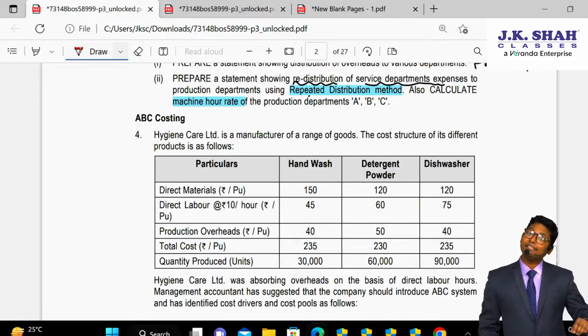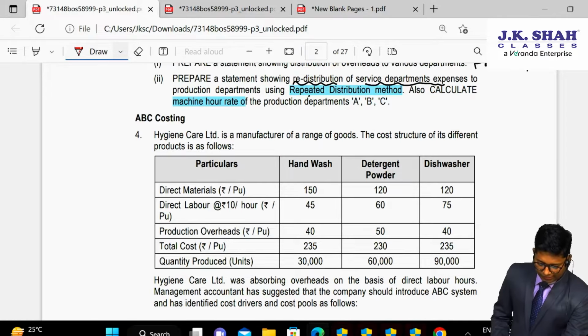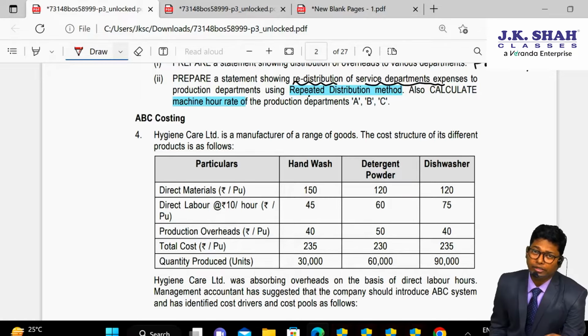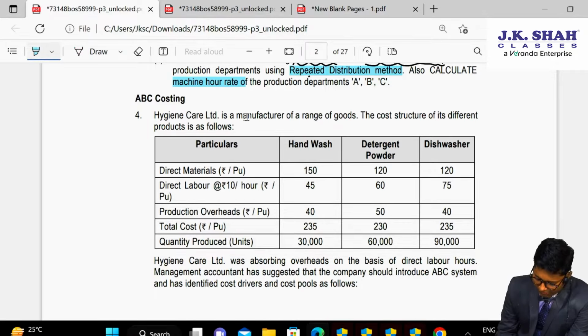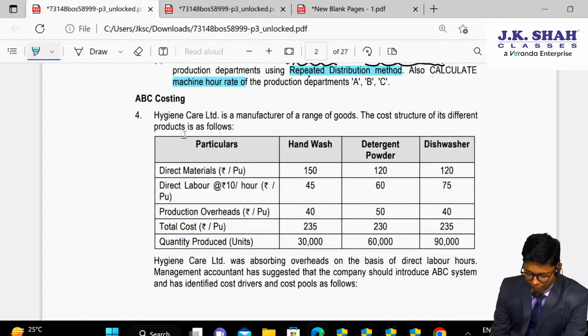Yes guys, let's discuss question number 4. This question number 4 is based on activity based costing, which is a very basic and important chapter from the exam point of view, and the same question is again covered in JKSC. Let's discuss this. Hygiene Care Limited is a manufacturer of a range of goods, and the cost structure of its different products is as follows.